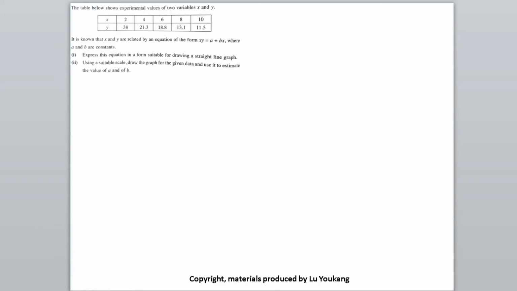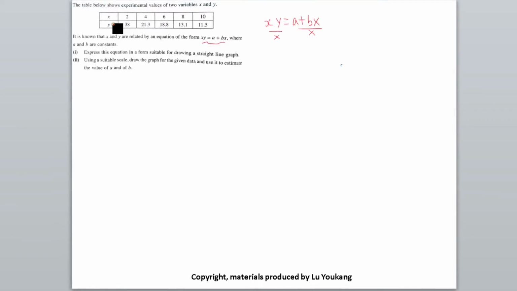So over here, the question says the table below shows experimental values of two variables x and y, and it's known that x and y are related by an equation of the form xy equals a plus bx. So let's write down this equation. And you should see that if we divide by x on both sides, we get y equals a times 1 over x plus b. And this looks like our general form for a linear equation in A-Maths.